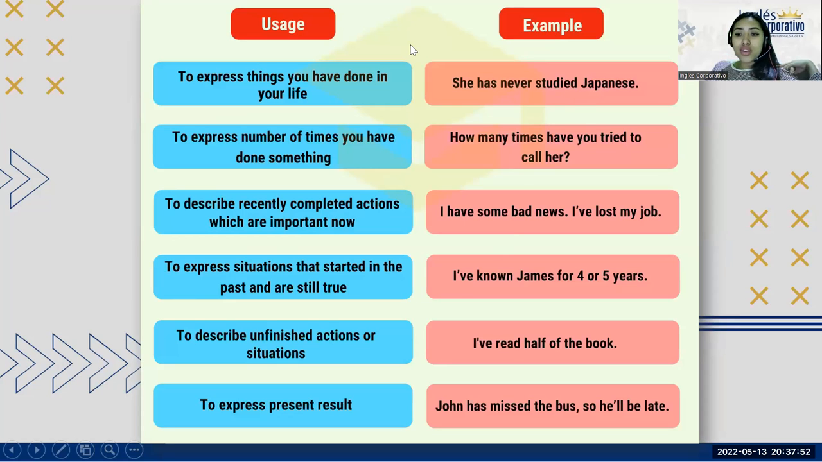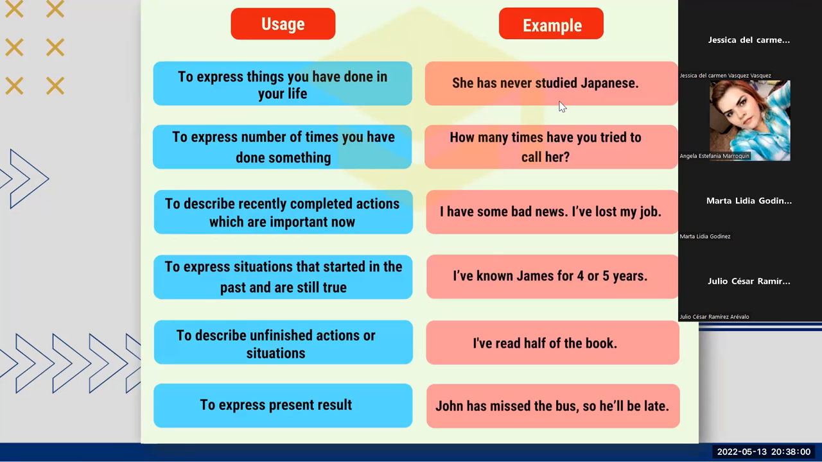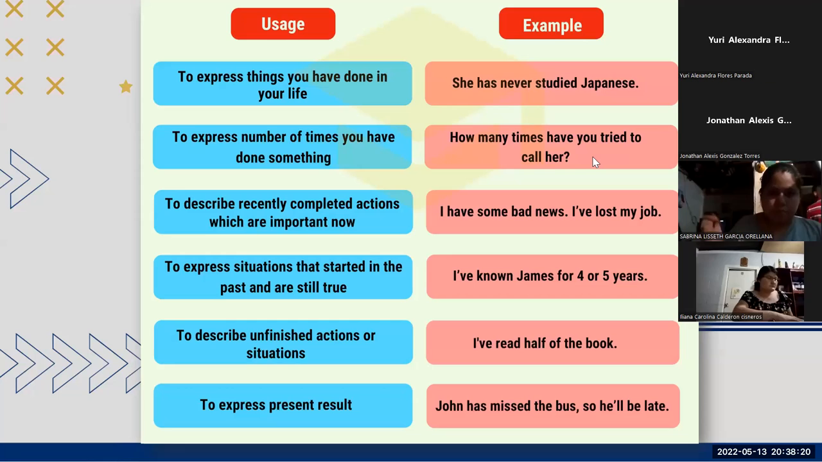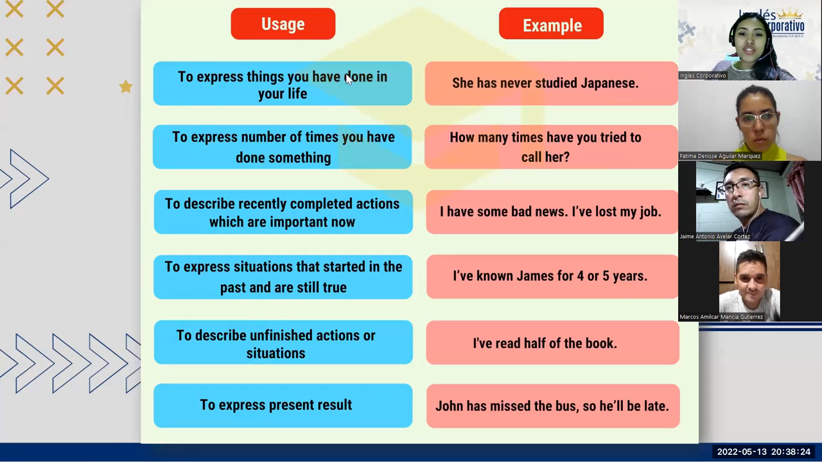We have an example and we have the usage here. Amilcar, are you there, Amilcar? Yes, teacher. Thank you, Amilcar. Could you please help me to read the first use, this one? The first? Mm-hmm. This one. La que me está marcando o la primera de la izquierda? This one, mm-hmm. Okay. Just the uses and Jaime, could you please say the example? Just mention the example. I mean, Amilcar, you will read the usage and then Jaime the example. Okay? Okay, okay. To express things you have done in your life.